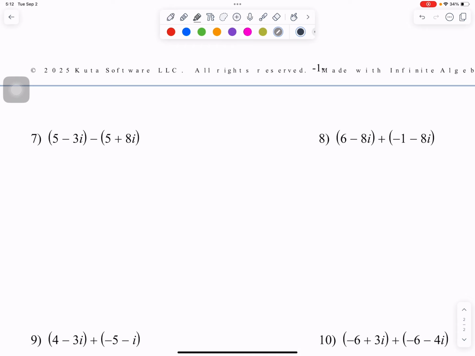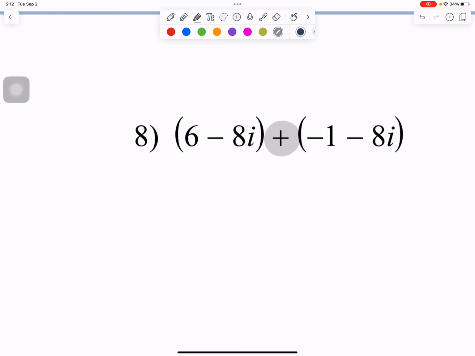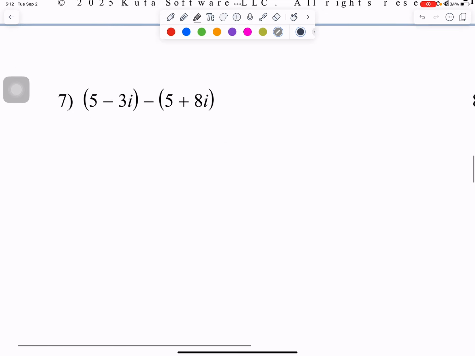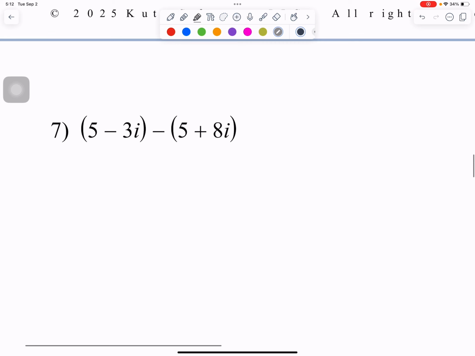I will go over number 7 with you. If you look at 8, guys, always check the space between. Right there, I highlighted that plus. Just go ahead and combine your like terms. Same thing we did with the variables, except this time we're just doing it with complex numbers.